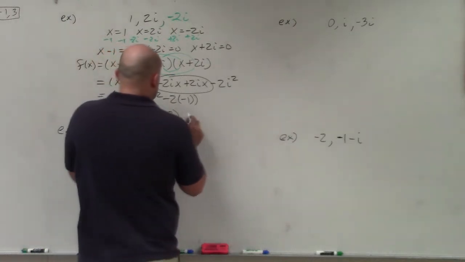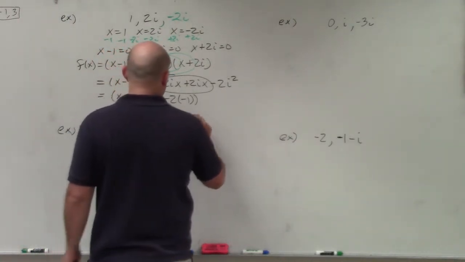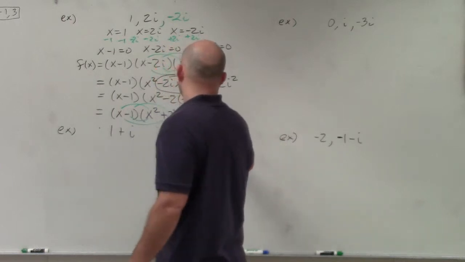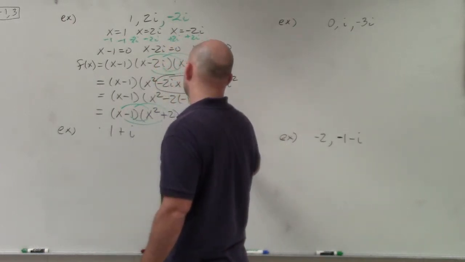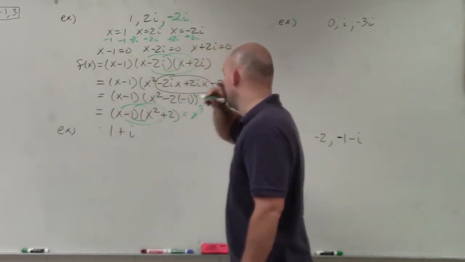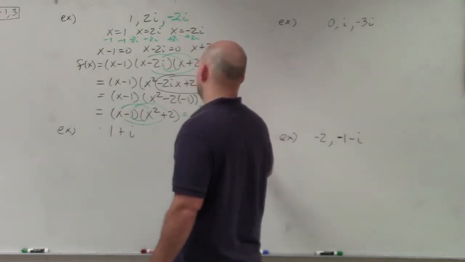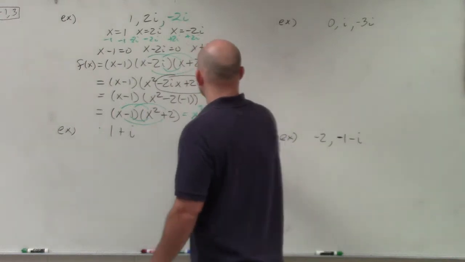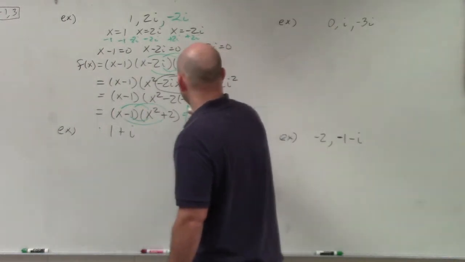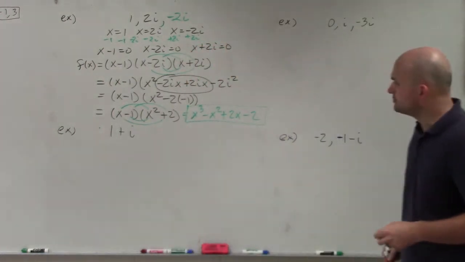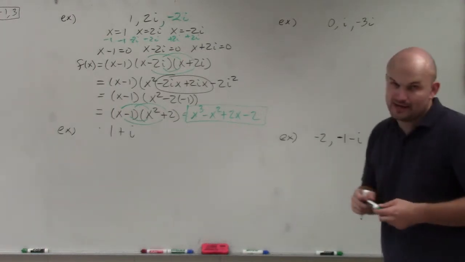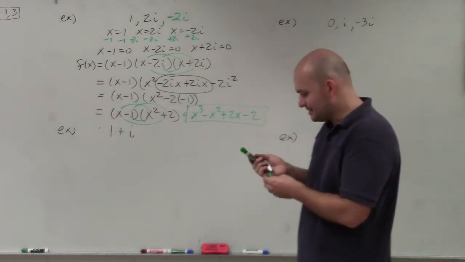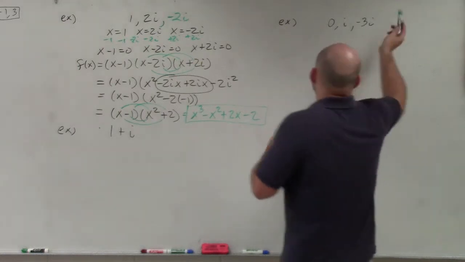OK, and I'm just going to simplify my answer here. So I'm going to have equals x cubed. Let's see, that's going to be minus x squared plus 2x minus 2. So my function is f of x equals x cubed minus x squared plus 2x minus 2. OK? I just didn't write it because I kind of ran out of space. But that's OK. All right, so now let's go and get this one.